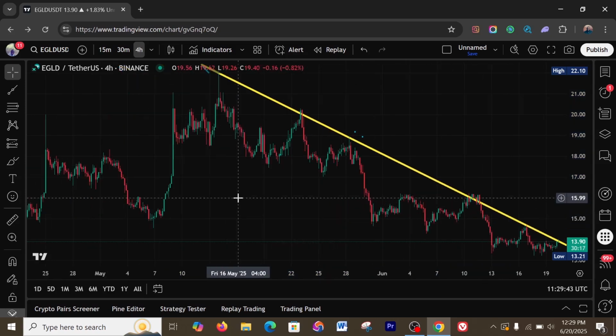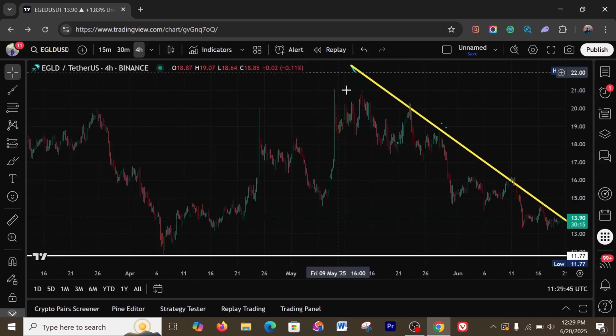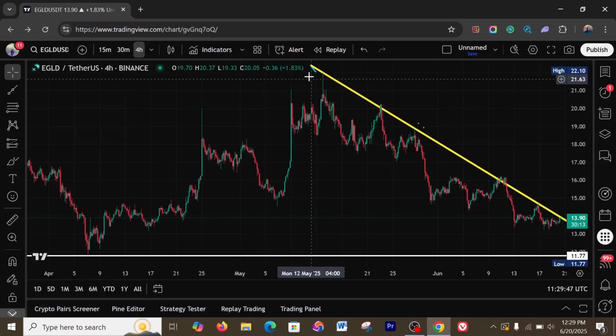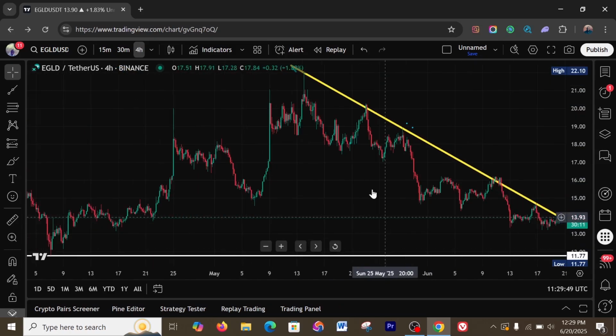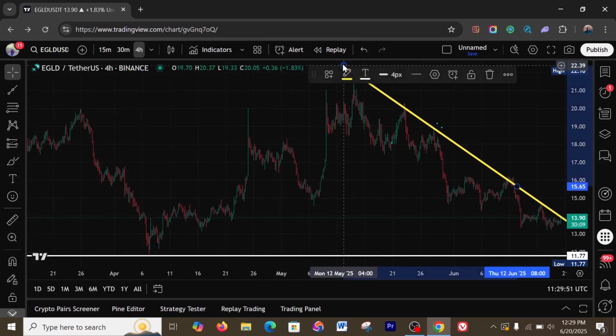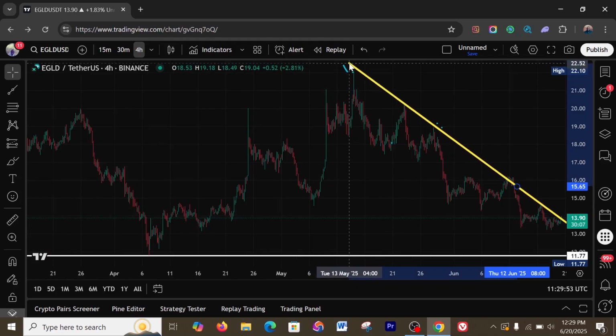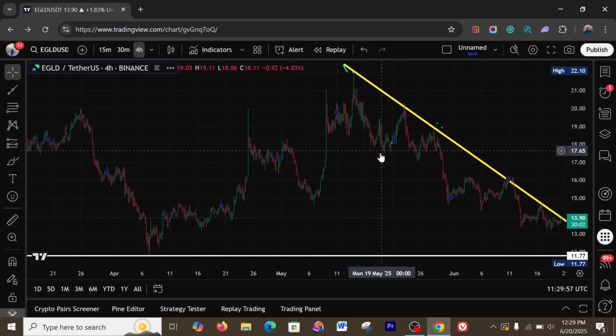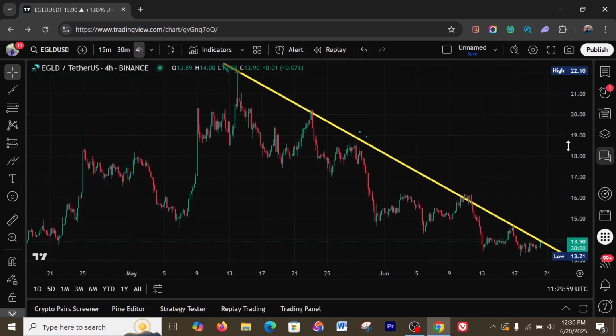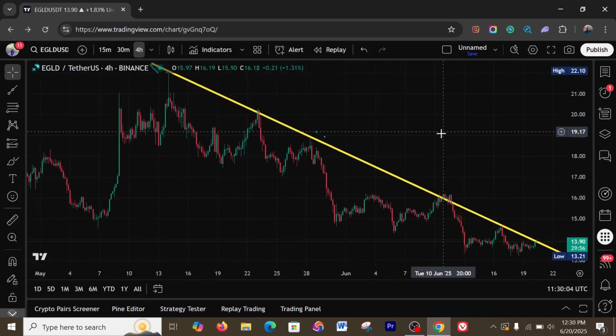Okay, so now we've actually marked out all of the points. So this is now a very effective trend line that captures everything. It captures everything, and the trend line was drawn using support and resistance areas, which makes it very effective.